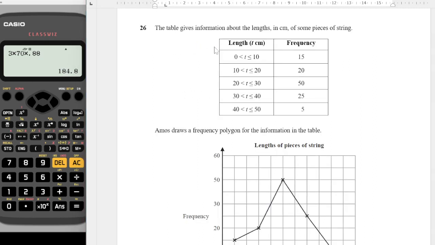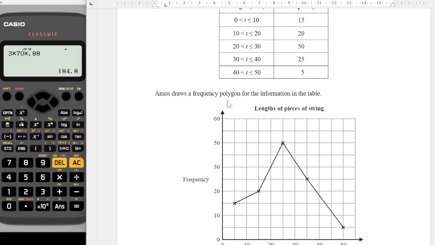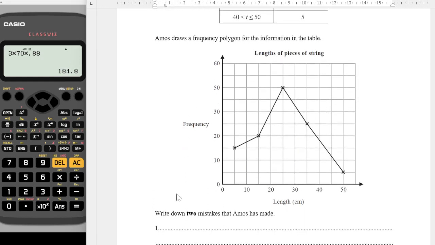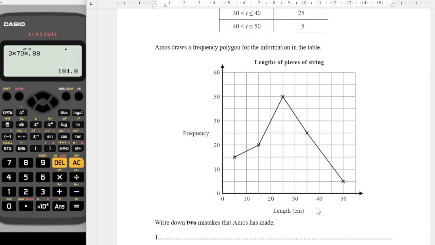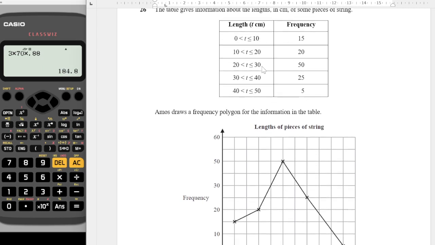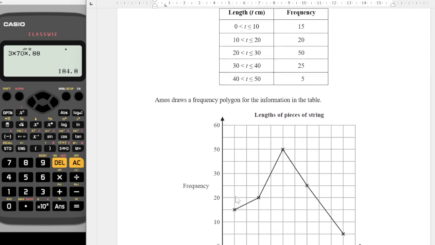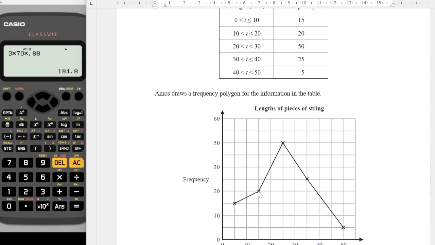Okay, question 26. The table gives information about the length in centimetres of some pieces of string. Amos draws a frequency polygon for the information in the table. Write down 2 mistakes. So let's have a look. So a frequency polygon should be drawn, let's have a look, so plotted at the midpoints. So I agree with that. That is the midpoint. That is the midpoint. That is the midpoint. We've got a value missing here.